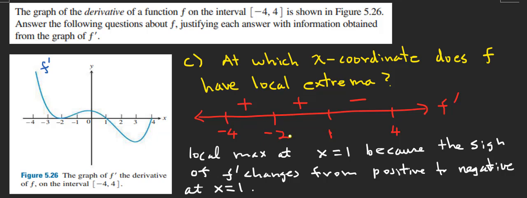Now, what happens at x equals negative 2? Nothing, because the sign did not change. Now, what about the endpoints at negative 4 and 4? At negative 4, you know that the function f is increasing, so that is going to be a local minimum. So there's going to be a local min at negative 4. What about 4? The function is decreasing until 4. So you have two local minimums, at x equals negative 4 and x equals 4.